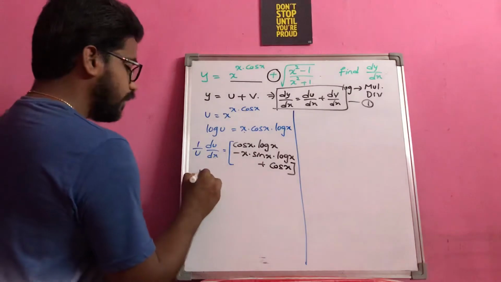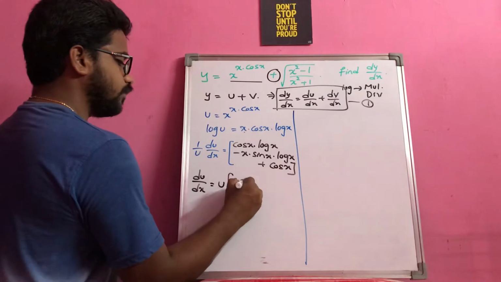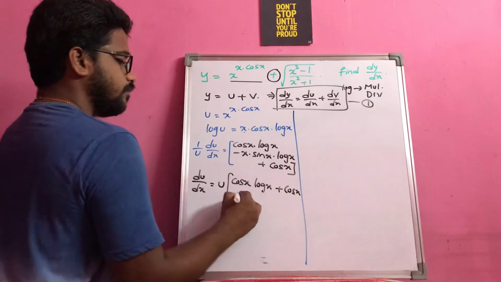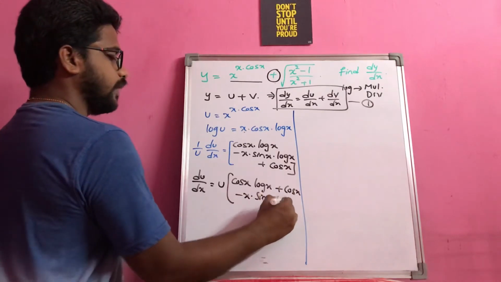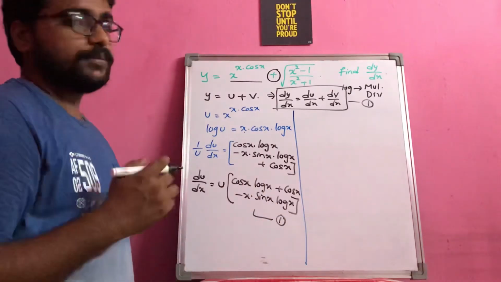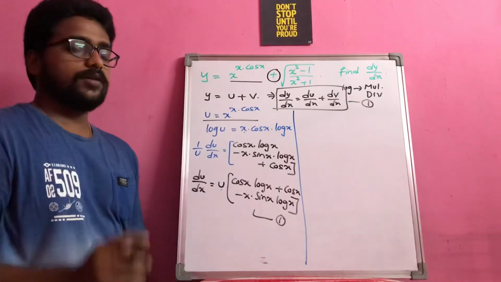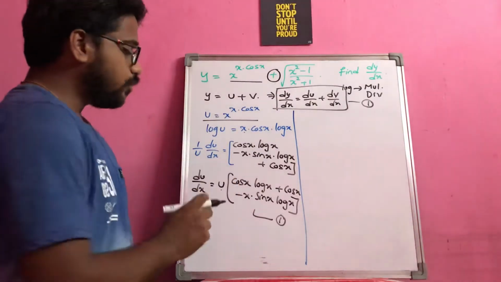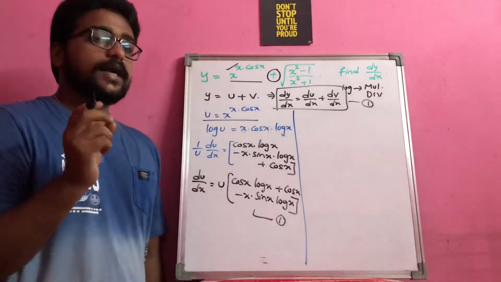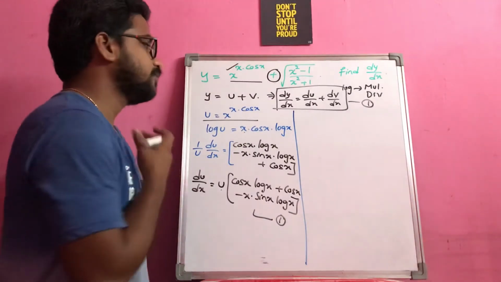So du by dx is equal to u, here you have to write u as x power x cos x, into cos x log x plus cos x minus x sin x log x, right? This is my first result. But in the exam, don't forget to replace this u with x power x into cos x, because as I told you, the examiner doesn't know what this u is, because the examiner knows only the question in terms of x. So as the question is in terms of x, the answer also should be in terms of x. This is the basic point.